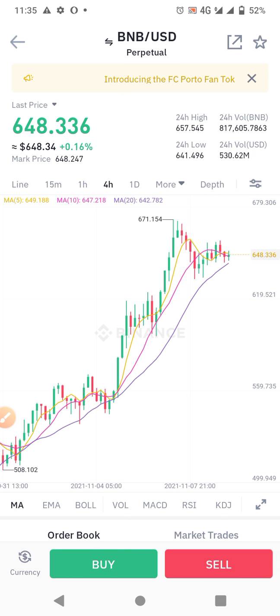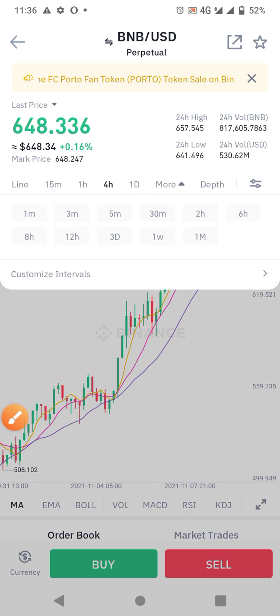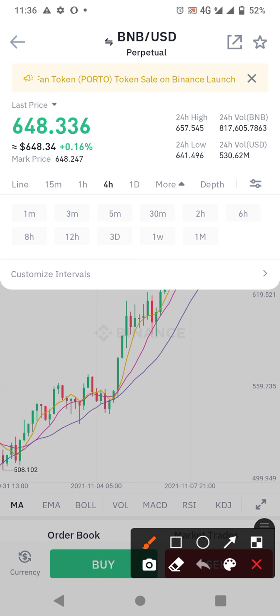Don't use higher than that because the movements are always different. Now, if you want to change the charts, probably I said 2 minutes now, I just click on this more. You can see the more. I'll click on the more and see. As you can see, 1 minute, 3 minutes, 5.